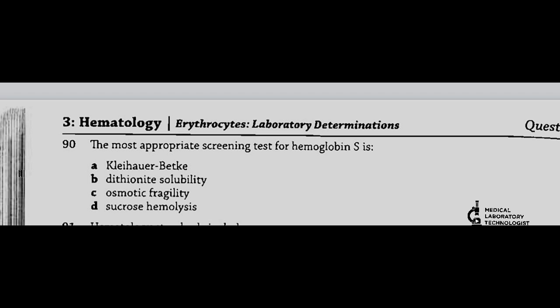Next question is question number 90. The most appropriate screening test for hemoglobin S is: option A, Kleihauer-Betke; option B, dithionite solubility; option C, osmotic fragility; and option D, sucrose hemolysis. And the answer is option B. Going back to question number 90, dithionite solubility is the most appropriate screening test for hemoglobin S.